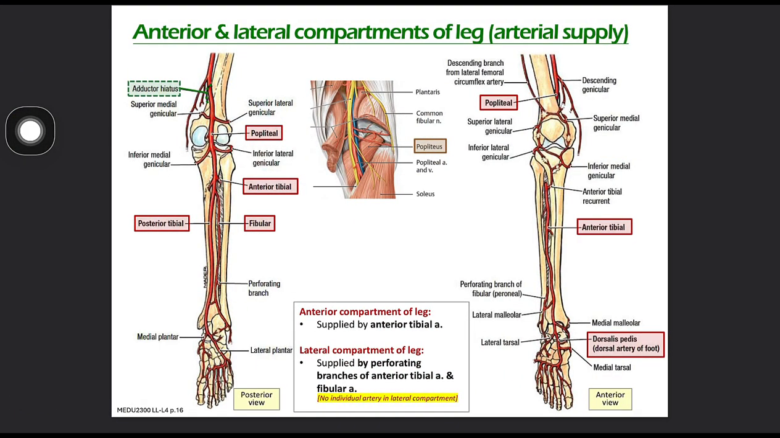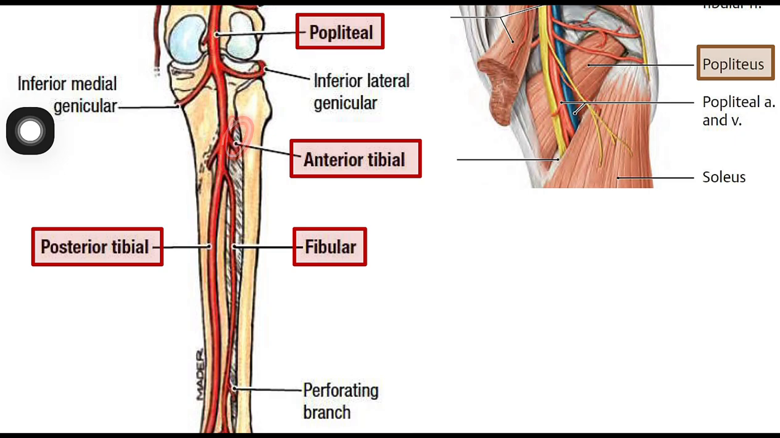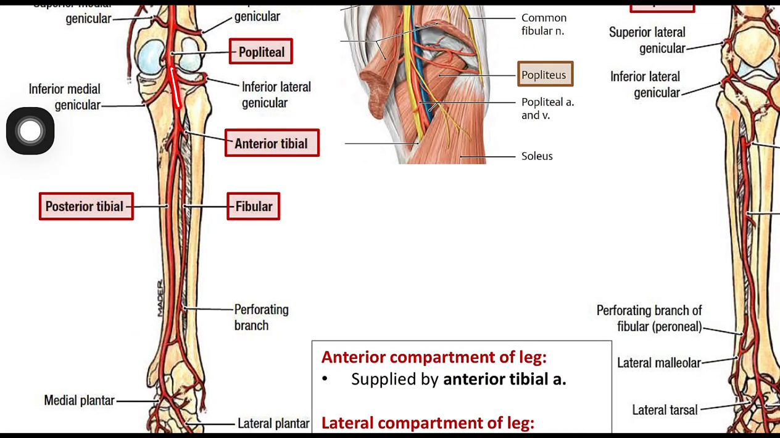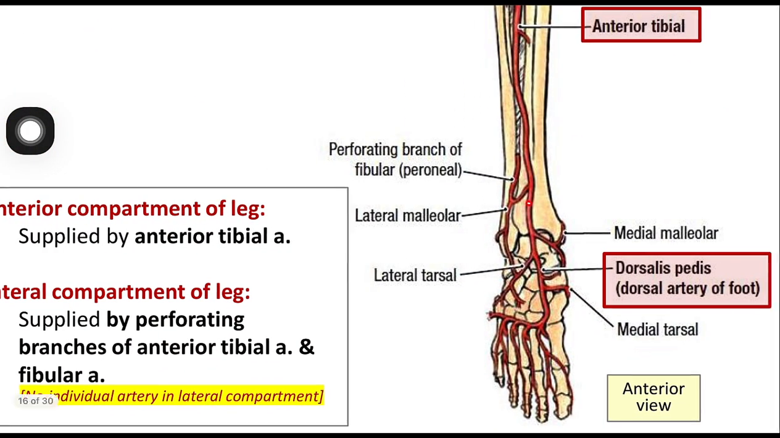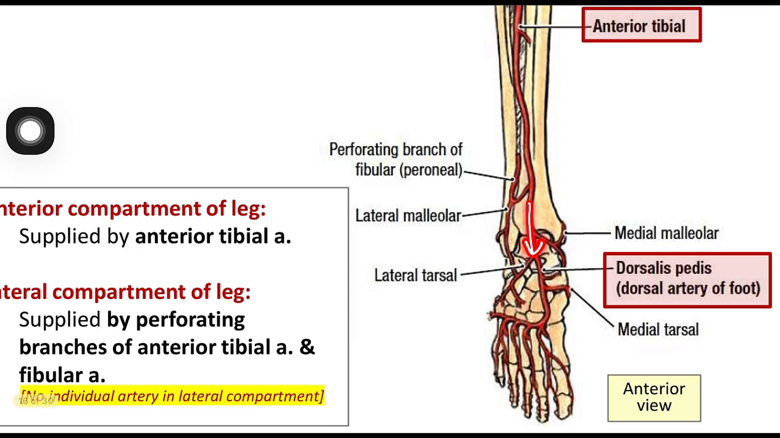So now here you can see the anterior and the lateral compartment of the leg. Mainly this is what I would like to draw attention to. There is no individual blood supply to the lateral compartment, and there are several branches, while in the posterior compartment, we have two, right? And the dorsalis pedis is actually the distal extension of the anterior tibial artery. When it crosses the ankle joint, it becomes the dorsalis pedis, the dorsal artery of the foot.